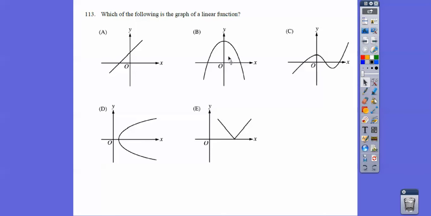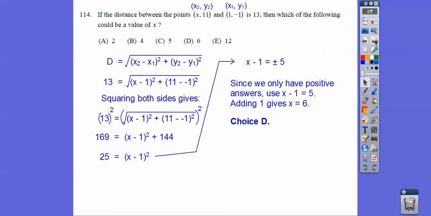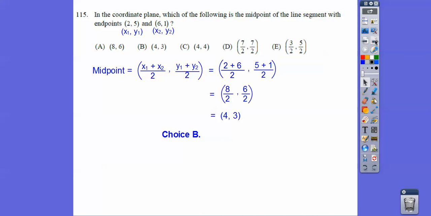Okay, so which one is a line? This one is a line right here. Linear means line, choice A. So if the distance between those two points is 13, we got to use distance formula. So as long as you use distance formula correctly, there it is right there, you get choice D. All right, one more. So in the coordinate plane, which of the following is the midpoint? This one's midpoint formula. Okay, there's midpoint formula, and you get choice B.